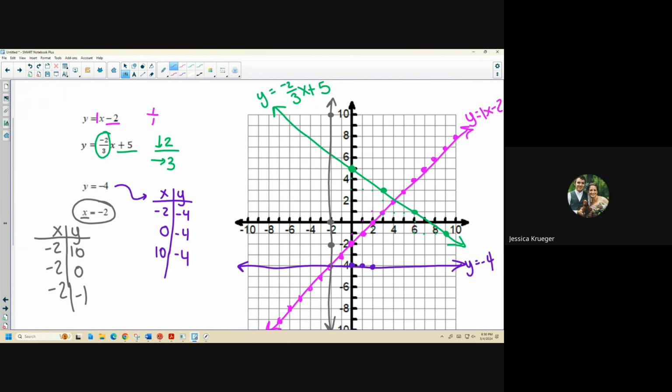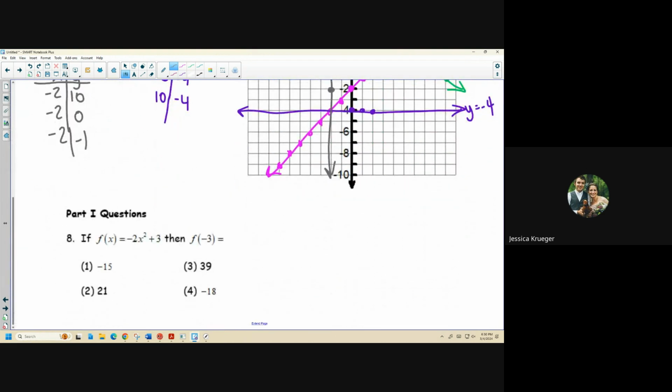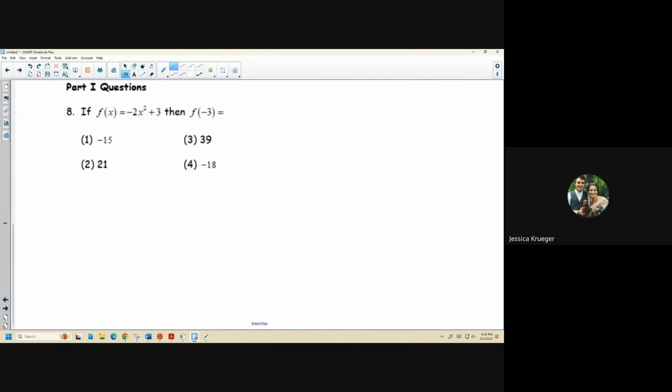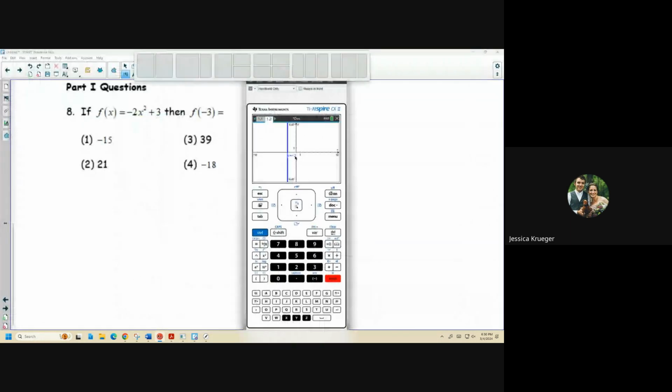Oh, and you know what? I forgot to label that. This guy is x equals -2. So there's our lines. Okay, multiple choice questions. Please use your calculator because this will prevent you from making mistakes.